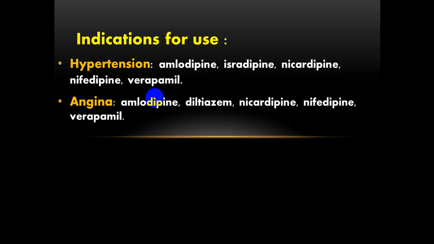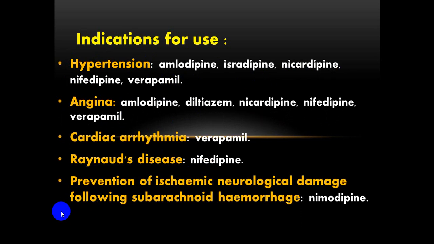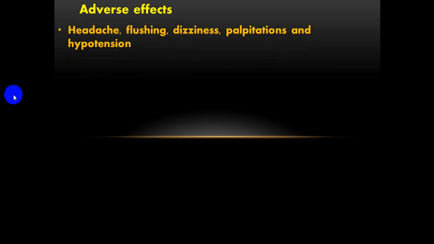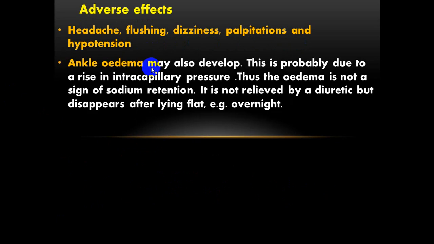Second, angina, for example amlodipine and diltiazem. Cardiac arrhythmia, for example verapamil. Raynaud's phenomenon, for example nifedipine. Other indication: prevention of ischemic neurological damage following subarachnoid hemorrhage. Side effects: headache, flushing, dizziness, palpitations, and hypotension. Ankle edema may also develop, and this is due to the rise in intracapillary pressure. Thus, edema is not a sign of sodium retention and is not relieved by diuretics but disappears after lying flat, so it helps to give the drug at night.